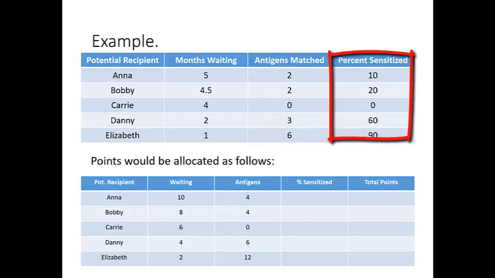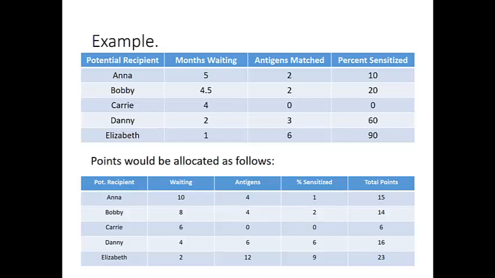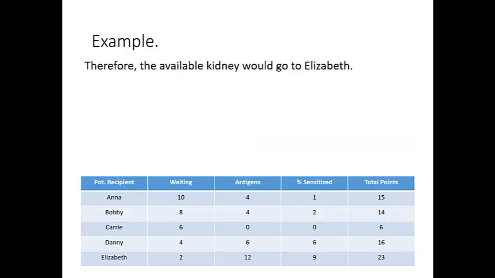Now we move on to the percent sensitized, and each person receives 1 point for each 10% of the population they are sensitized against. So Anna will receive 1, Bobby 2, Carrie none, Danny 6, Elizabeth 9. You can think of this as just deleting the 0 on the end or dividing by 10. We add across the rows for total points. Anna ends with 15, Bobby 14, Carrie 6, Danny 16, and Elizabeth 23. Therefore, because Elizabeth has the highest number of points, the available kidney would go to Elizabeth.